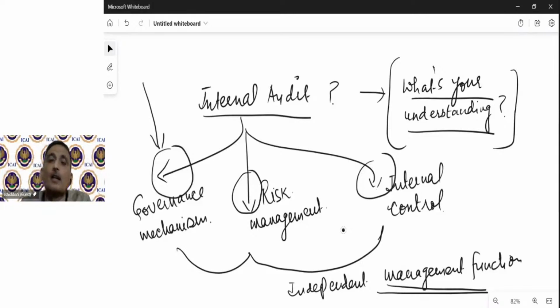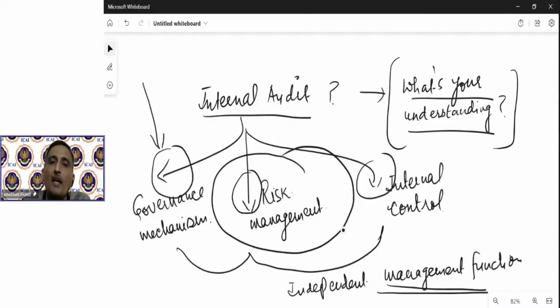Okay. And the second thing is risk management. Now here, don't be confused about audit risk. It has nothing to do with audit risk. Okay, Himanshu, is it clear?